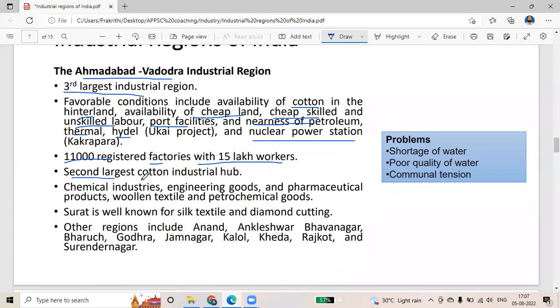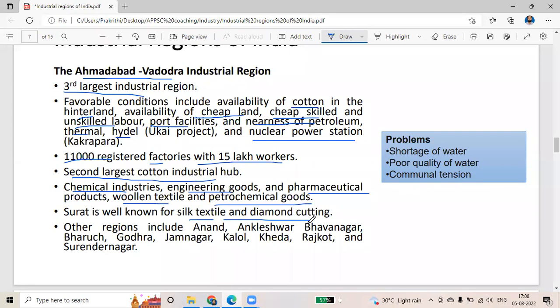India's second largest cotton hub. The first one is Maharashtra, Mumbai, Pune है. तो second हो गया, second largest cotton hub is in Ahmedabad Vadodara industrial region में है. Other than cotton, we have chemical industries, engineering goods, pharmaceuticals, woolen textile and petrochemical goods. इसमें in Surat we have silk textile and diamond cutting region as well.